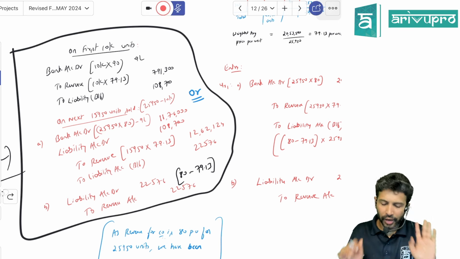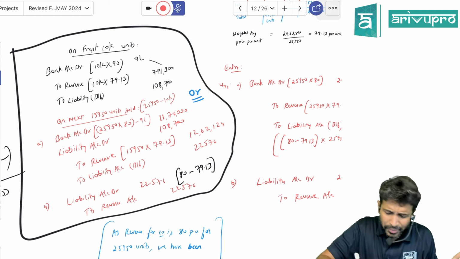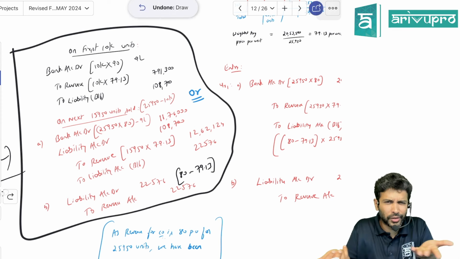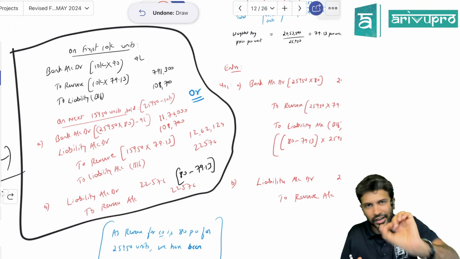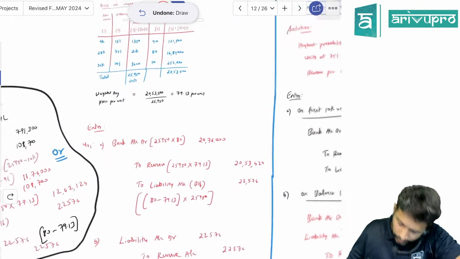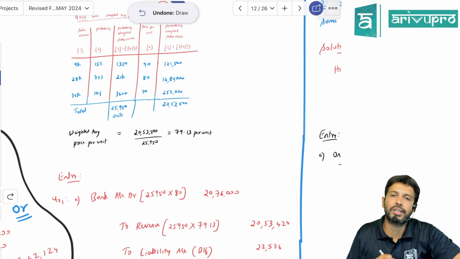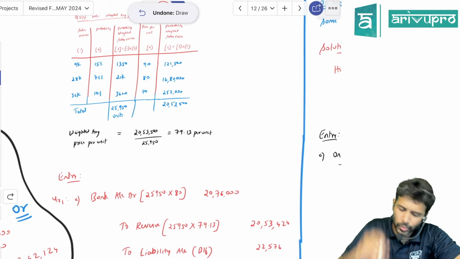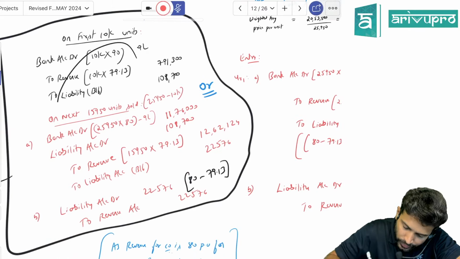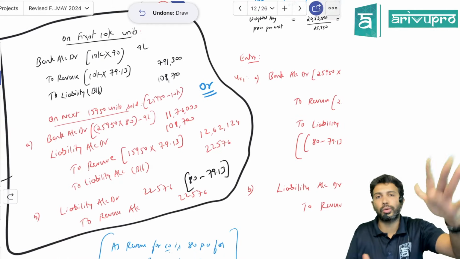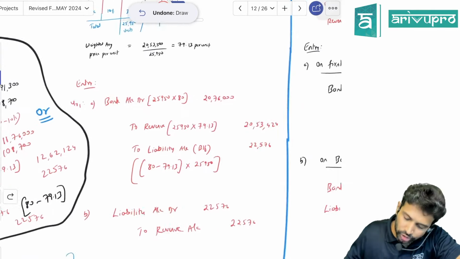Now our mother body, they've not recommended all this. They've said you do it in one simple entry, and it's only for 6 marks, so you don't have to do so much. I feel for understanding purposes, this is better. Now what entry has our mother body passed? How many units has the customer purchased in total? 25,950. So they passed one entry. They've combined the 10,000 and this 5,950. They have not shown it separately. They've combined it. Okay, so the entry will be what?